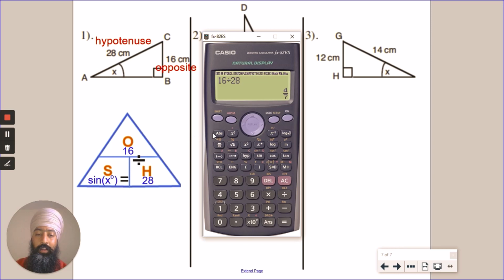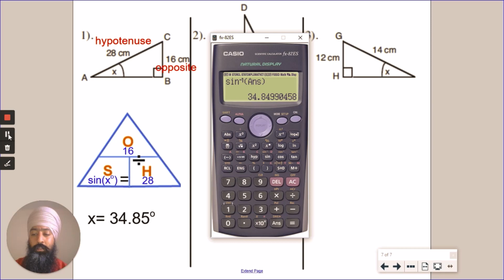So on my calculator, I need to press shift and the sine button, okay? And this is the inverse sine. So the inverse sine will tell me what x is from the previous answer. That is equal to 34.85 degrees, to two decimal places. So don't forget the additional step when you're working out angles: do the inverse function.